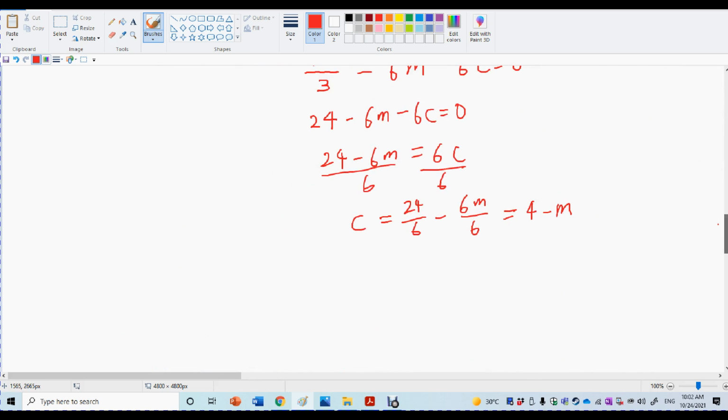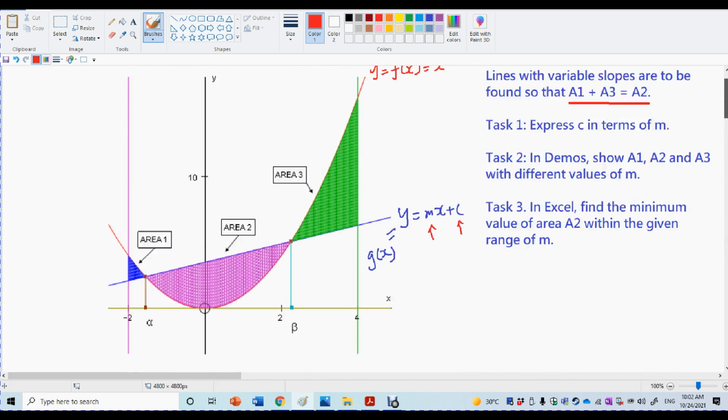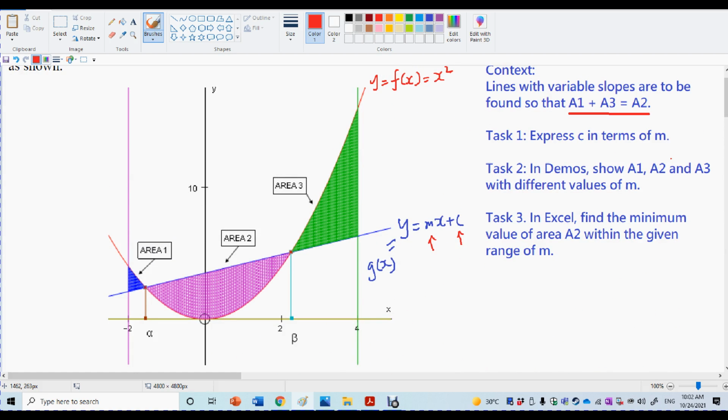So you can say that g(x) must equal mx plus 4 minus m. That's the end of the first video. In the next video I will show you how to use decimals to show the areas of A1, A2 and A3 with different m. Okay, see you next time.